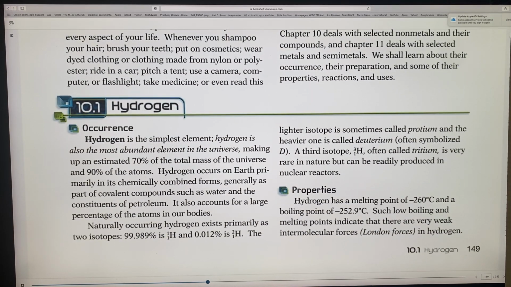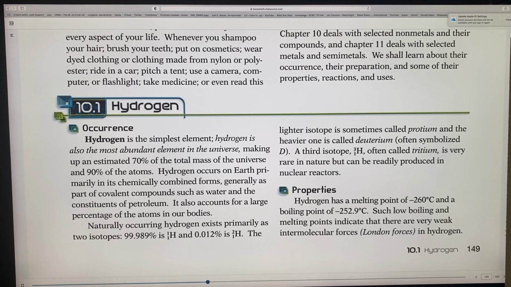So hydrogen, again, is the simplest element, and it's most abundant in the universe. 70% of the total mass of the universe and 90% of atoms everywhere have hydrogen in them. Hydrogen occurs on Earth primarily in its chemically combined forms as a part of covalent compounds such as water, and it constitutes petroleum. So basically, because hydrogen can combine covalently with other molecules, it appears in lots of molecules.